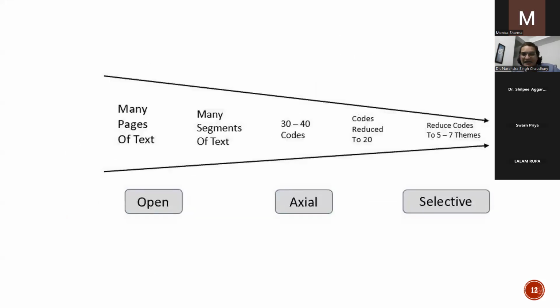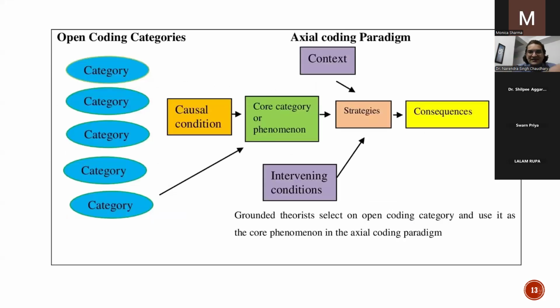Now, as you can see, many pages, many segments, 30 to 40 codes, reduced to 20, reduced to 5 to 7. I think this will be remembered by all of you. Now just move ahead. This is how it happens. This is a simple kind of format that we're generally using. When I'm doing the open coding, not many categories are actually appearing. That is the causal condition.